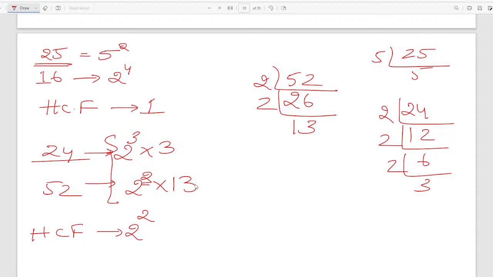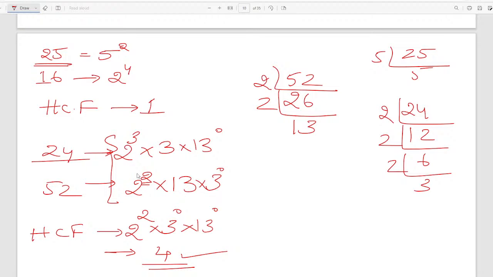And the 3, in this case, you can write it as 3 to the power of 0. There is no 3 in the other number, so the least power will be 3 to the power of 0. And here again, 13 to the power of 0, 3 to the power of 13. So this would be 4. The highest common factor of 24 and 52 is 4. So you should take the least power here of the common factors.